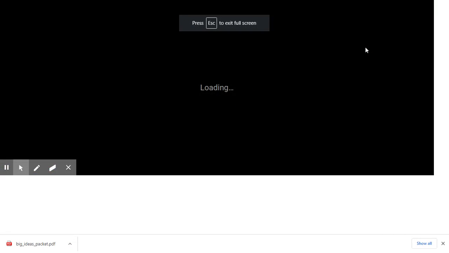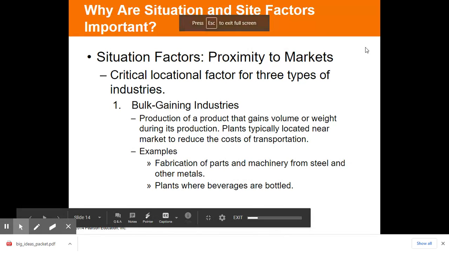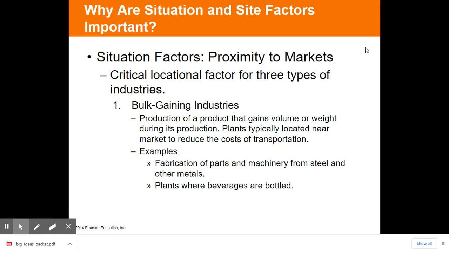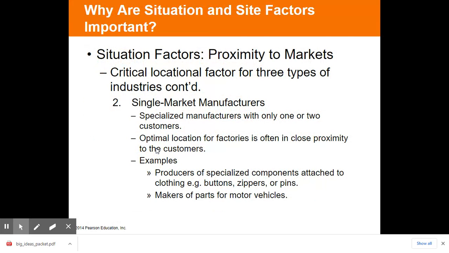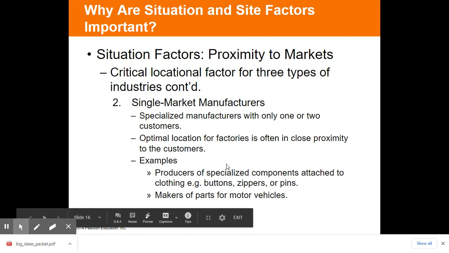But the whole idea of the proximity to markets is that you are making the Coors right by that Rocky Mountain spring water, because it's going to get heavier and you need to have it close enough to Denver so that your heavy bulk gaining product is right where people can drink it. If you've been up in Fort Collins, that's where the Anheuser-Busch beer factory is. We've got our Coors, and you can see that a lot of the beer factories are near heavily populated places. So that's bulk gaining. Okay. Then there's bulk reducing.